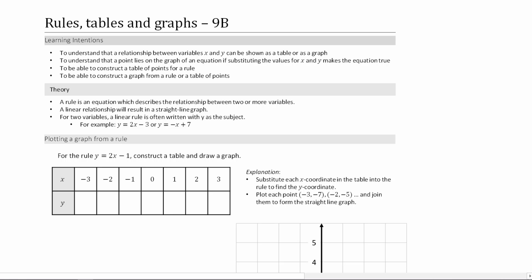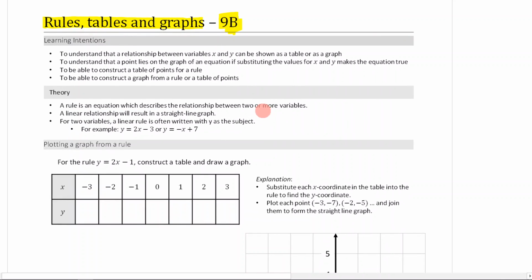So hopefully you remember the very last thing that we did last term, and that was talk about rules, tables and graphs, which was exercise 9b. There's still a handful of you that haven't submitted 9b, so you need to make sure that you get on top of that. Now, I imagine, since we've had 2 weeks off, that a lot of you have forgotten a lot of 9b, which is fine. 2 weeks off is plenty of time to forget.